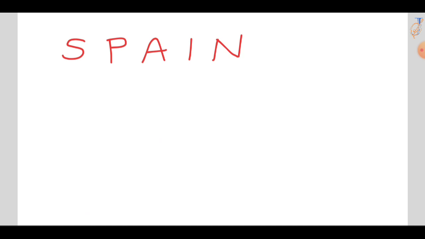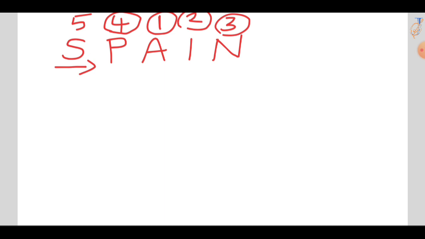Let's take an example, SPAIN. First we arrange the letters alphabetically and assign each letter a numerical rank. So first comes A, then I, followed by N, P, S. Now focusing on S, look to the right and count how many letters have a lower rank than S. For S you have 5. Lower than 5 is 4, 1, 2, 3. We have 4 letters, so just write 4.